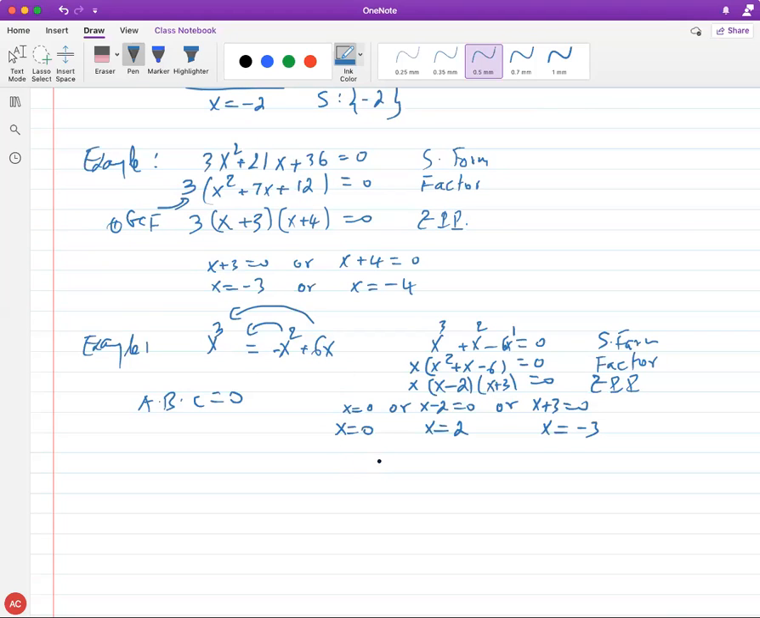Now we can combine these together in set notation. So set name, colon, curly braces. And we list all solutions from the lowest to the highest. So which one goes first? -3, then 0, and 2.